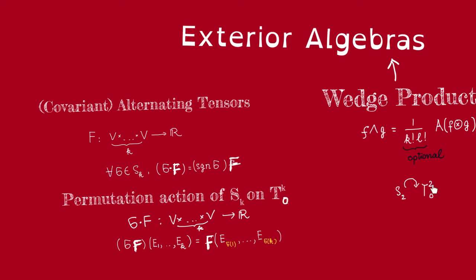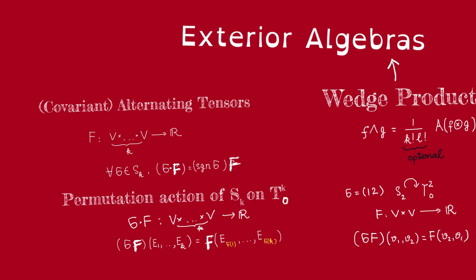So let's look at the case when K is 2. So we have S2 acting on these two tensors. And S2 is generated by the transposition (1 2). Now let F be a covariant 2-tensor, i.e. a bilinear map from V times V to R. Then what is the function sigma F? Well, if we input to it a pair v1, v2, then the output should be F of v2, v1, because we permute these vectors according to sigma. Alright, so that's the definition of the action of the symmetry group on these tensors.